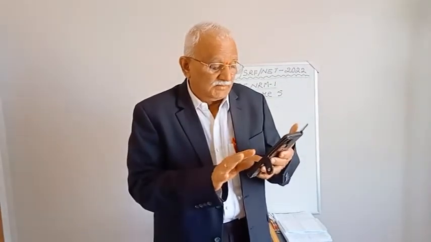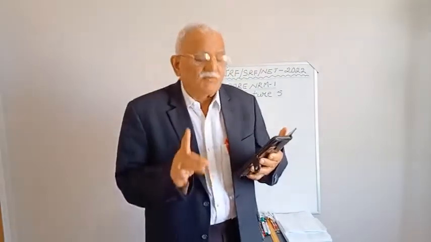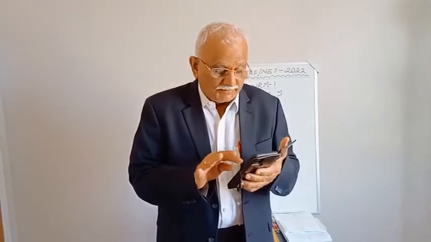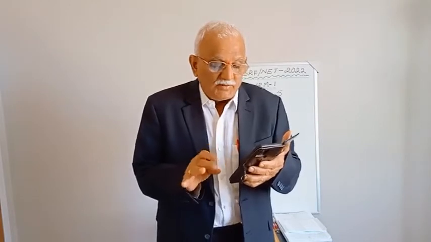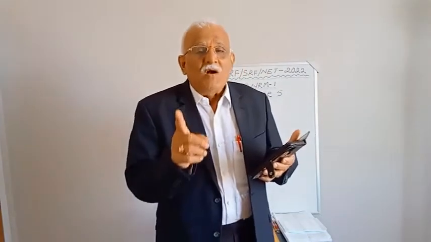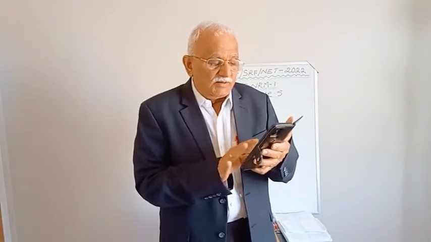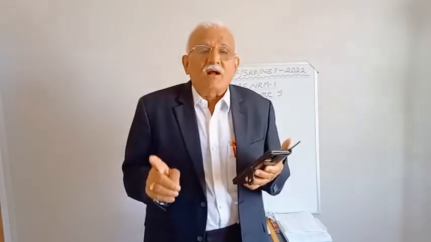Next bit for today's class: in which crop is the concentration of calcium high? It is groundnut, peanuts we call it. Now, biological nitrogen fixation is a reduction process. Muriate of potash is not recommended for which crop? It is not recommended for tobacco.